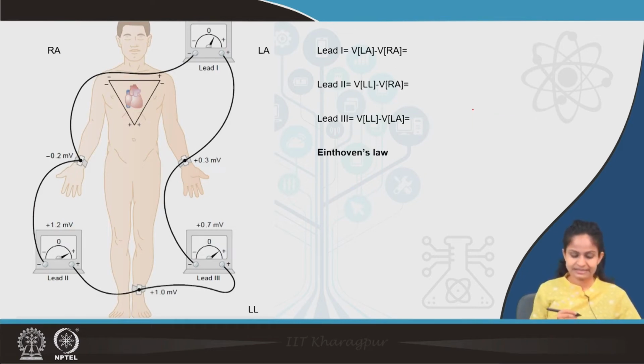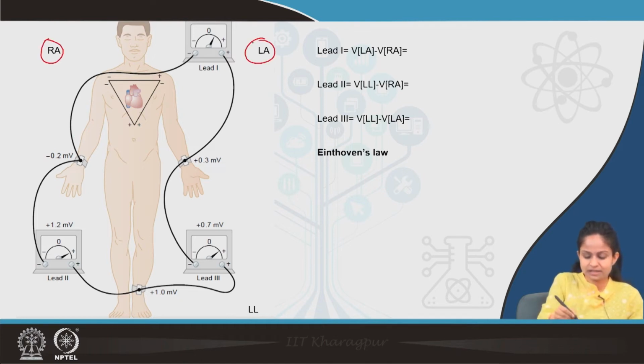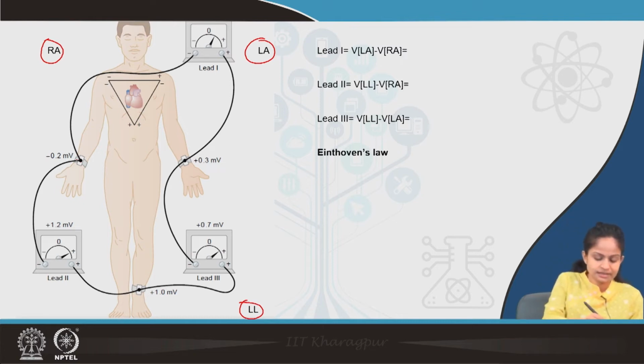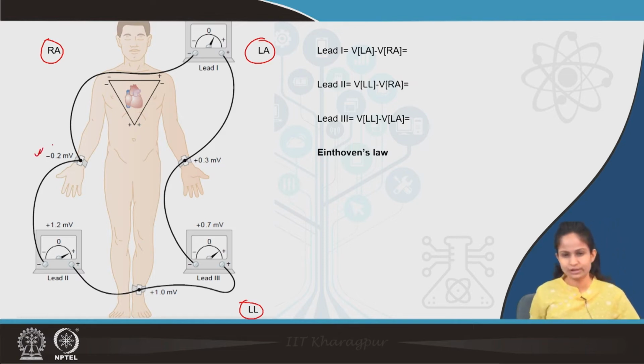Einthoven's law states that, we will take an example, suppose the electrode measurements we have got in the right arm, this is right arm, this is left arm, this is left foot, obviously right foot has been grounded. The voltage measured at the right arm is minus 0.2, at the left arm is plus 0.3 and at the left leg is plus 1 millivolt. What will be the potential difference across all these 3 electrodes? That will constitute your 3 leads.